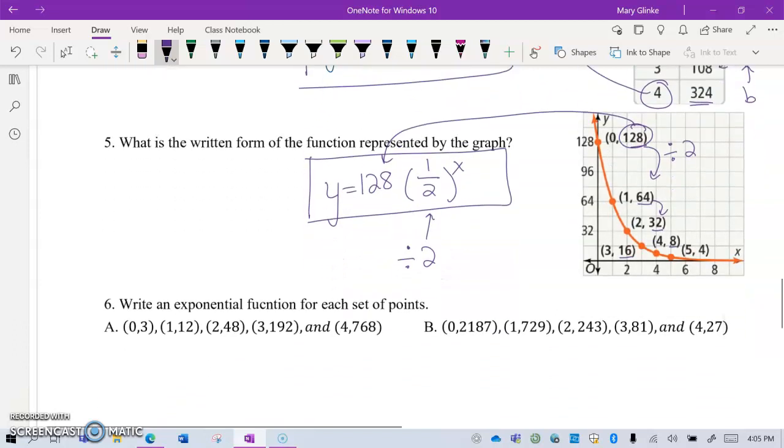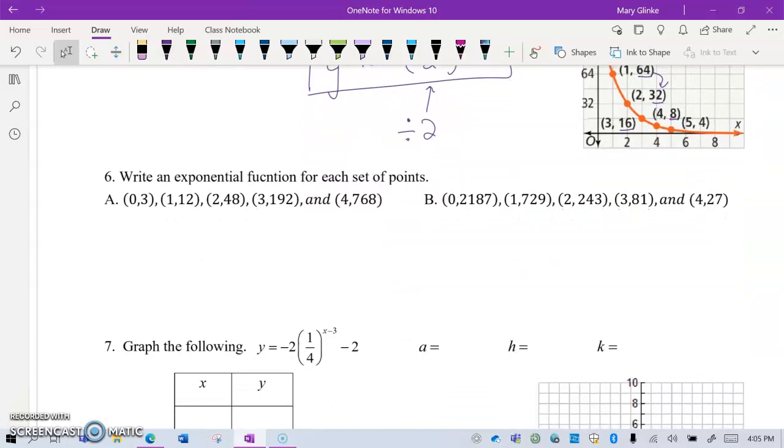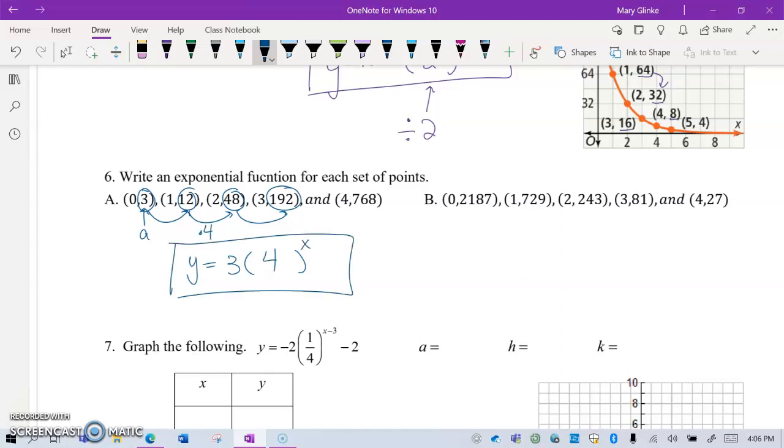So let's go ahead and try the next couple, just a sequence of values here. So 0, 3 means that 3 is your a value. Your b value is, how do you get from 3 to 12, then to 48, then to 192? You're focusing in on your y values. You are multiplying by 4. So you're going to use 4 as your base and x as the exponent.